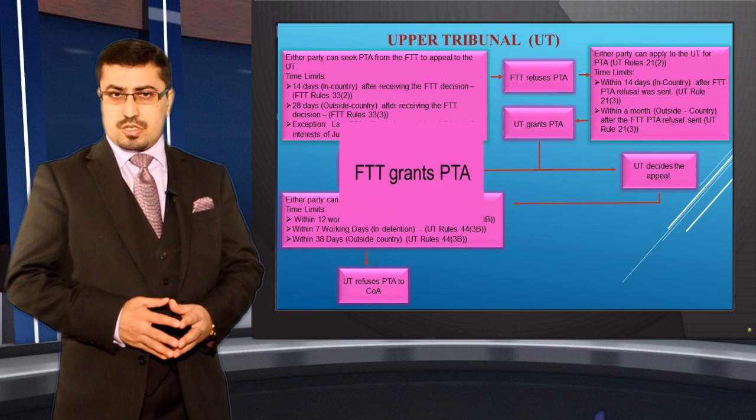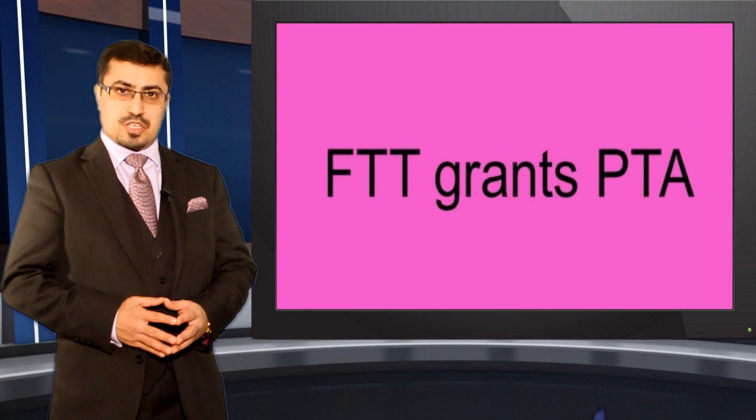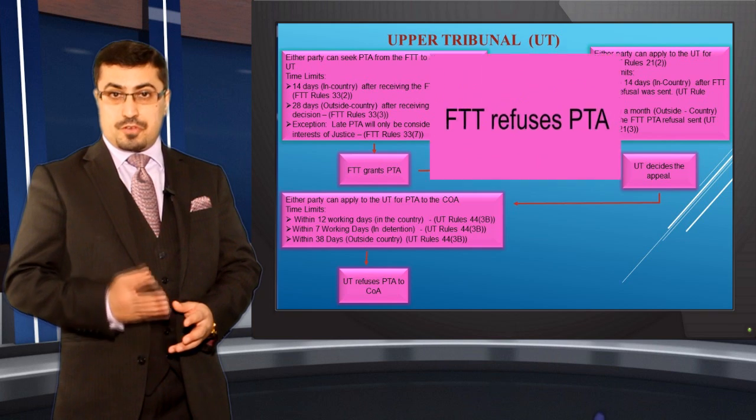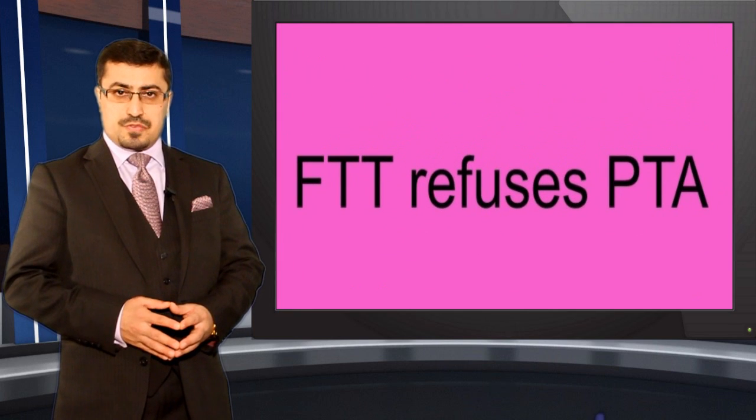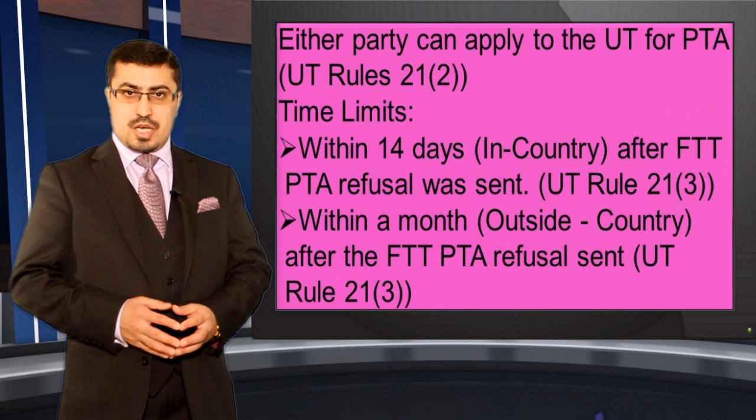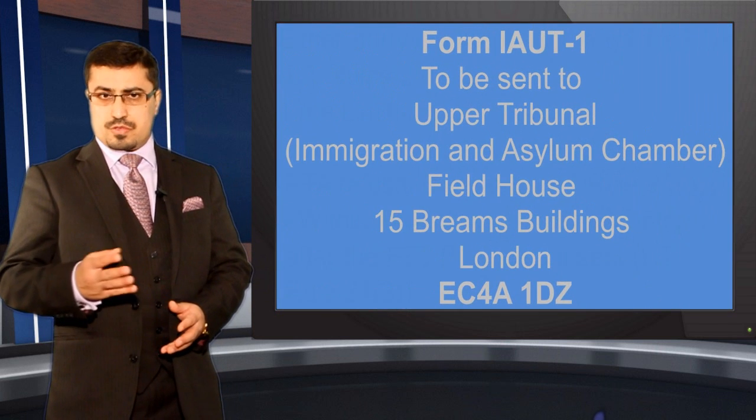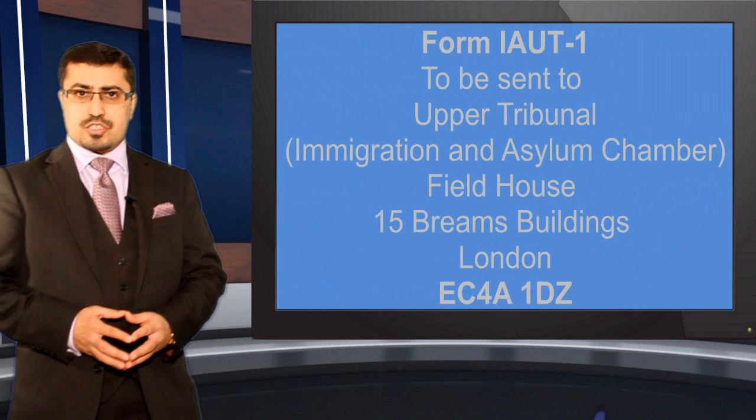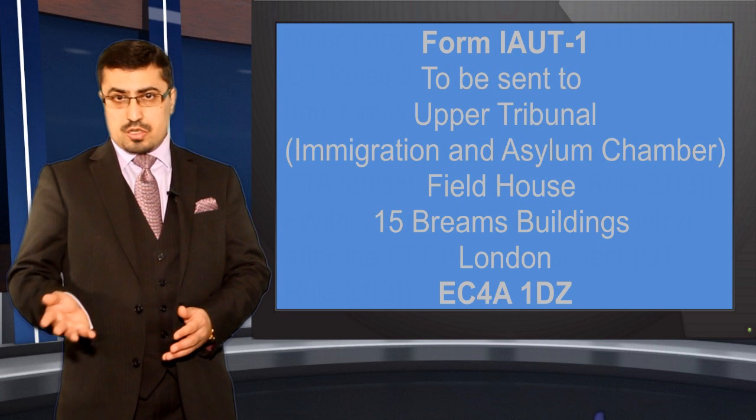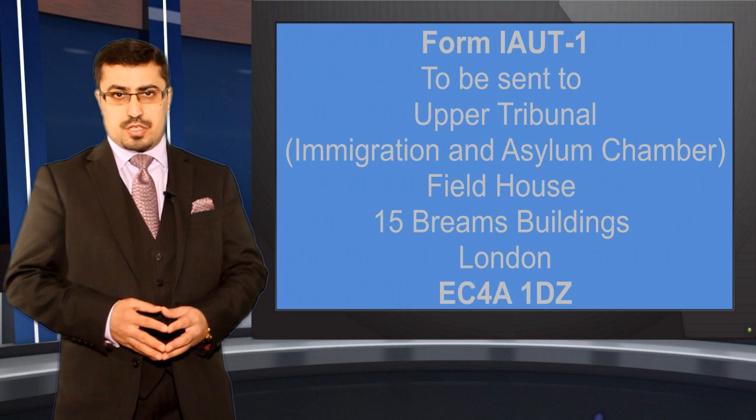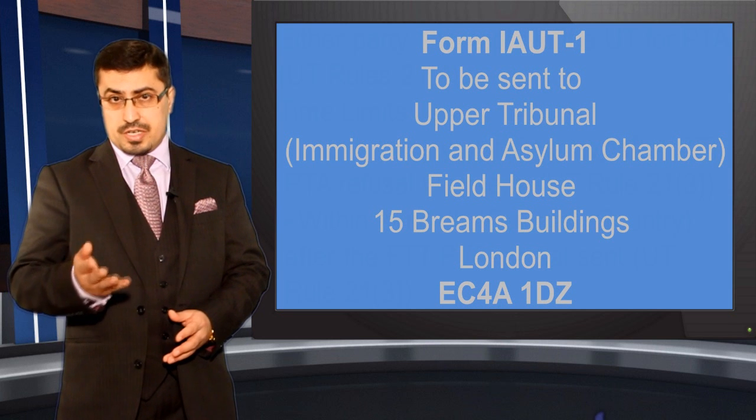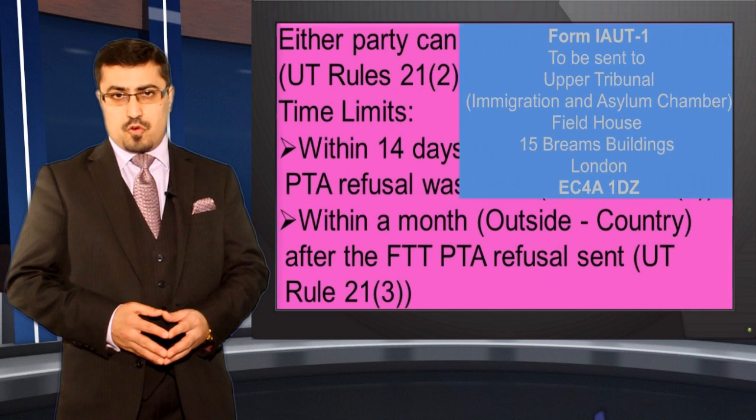If the First-tier Tribunal grants you permission to appeal, then you have to go to the Upper Tribunal for an appeal hearing. But if the First-tier Tribunal refuses to grant you permission to appeal, then for the second chance, you have to apply directly to the Upper Tribunal. You have to complete an application form, draft grounds of appeal, attach the decision by the First-tier Tribunal refusing to grant permission to appeal, the determination of the First-tier Tribunal, and also the decision by the Home Office. You have to send the application form to the specified address that is stated on the application form.